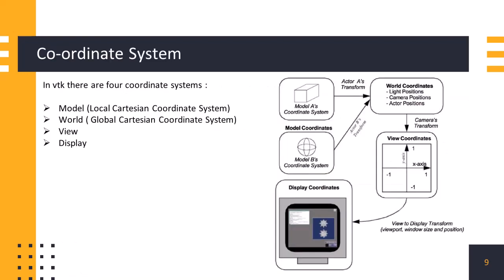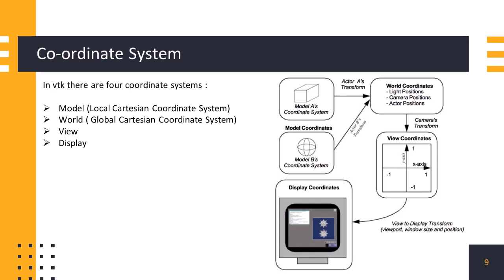Coordinate systems play a crucial role in computer graphics and visualization. They define how position, orientation, and transformation of 3D objects are represented and manipulated within a 3D environment. There are 4 coordinate systems commonly used in VTK.